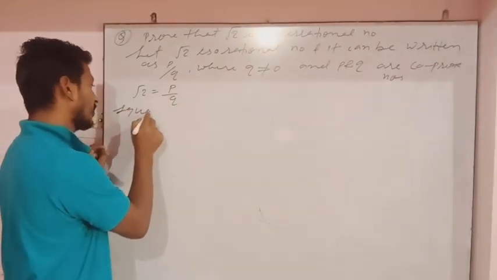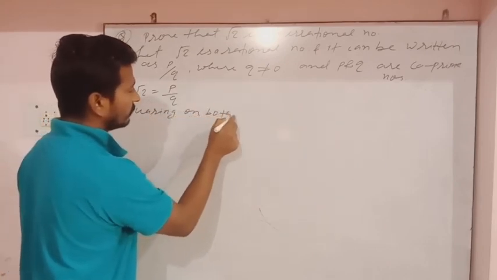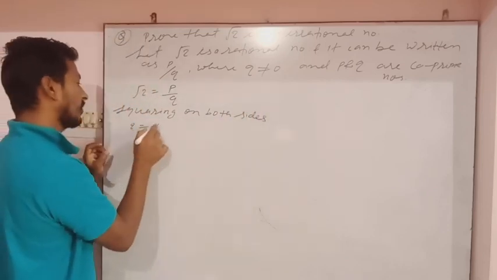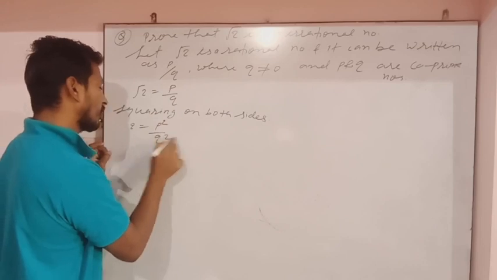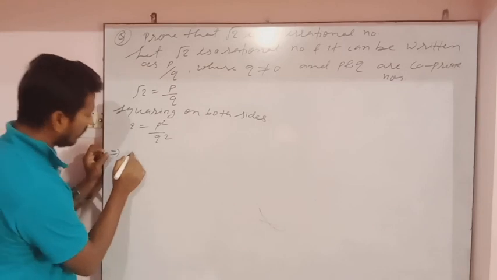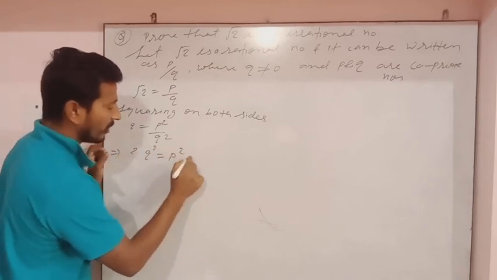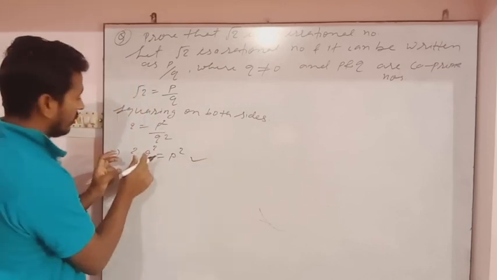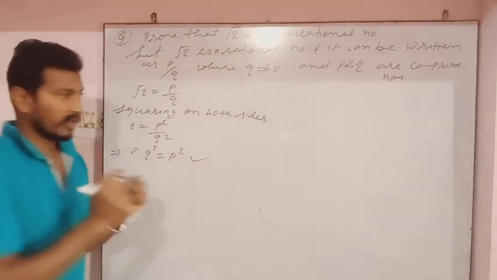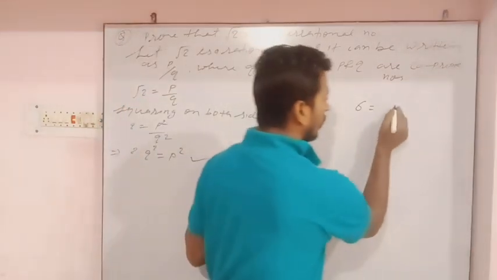Now the next step is squaring on both sides. After squaring, we get P square by Q square. So 2 is equal to P square by Q square, and we can write further 2Q square is equal to P square. Now what is this equation saying? P square is equal to 2 into Q square. Very first, 6. Can we write 6 is equal to 2 into 3?